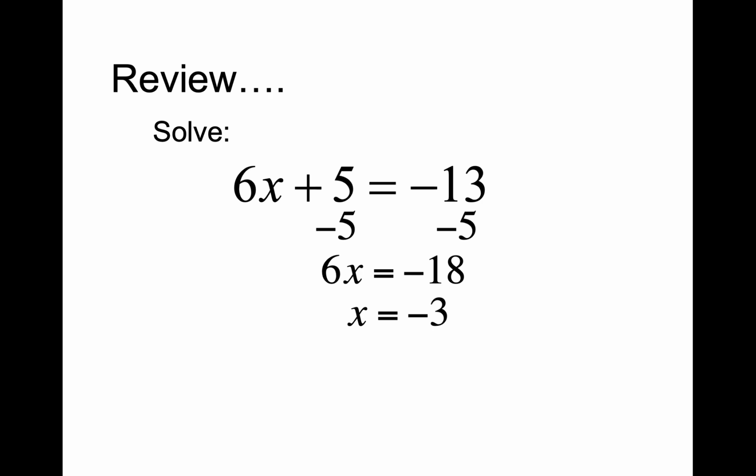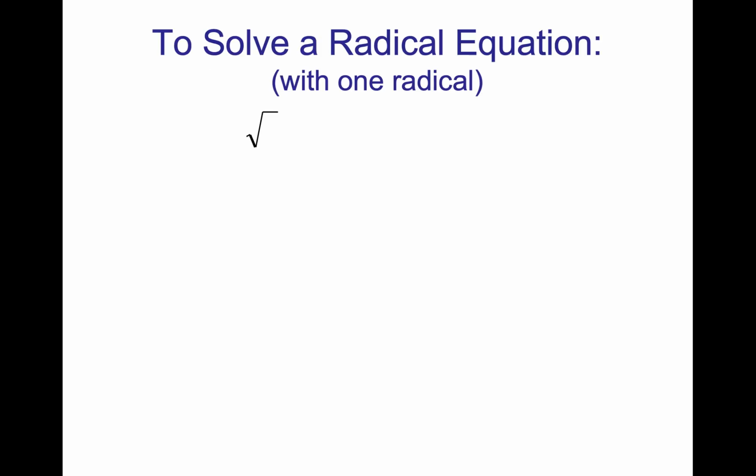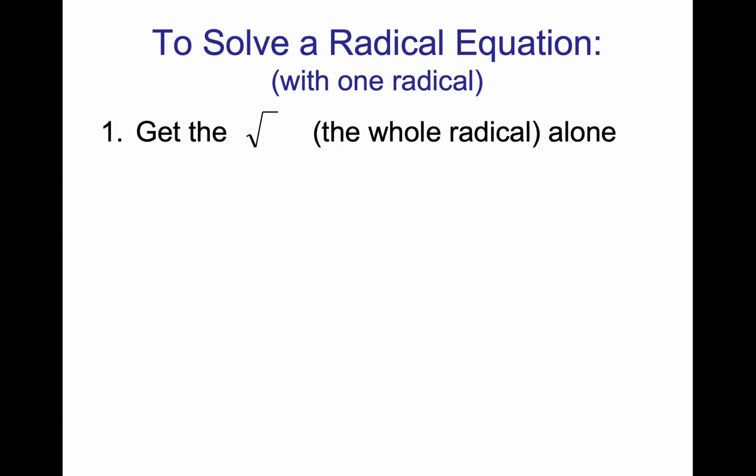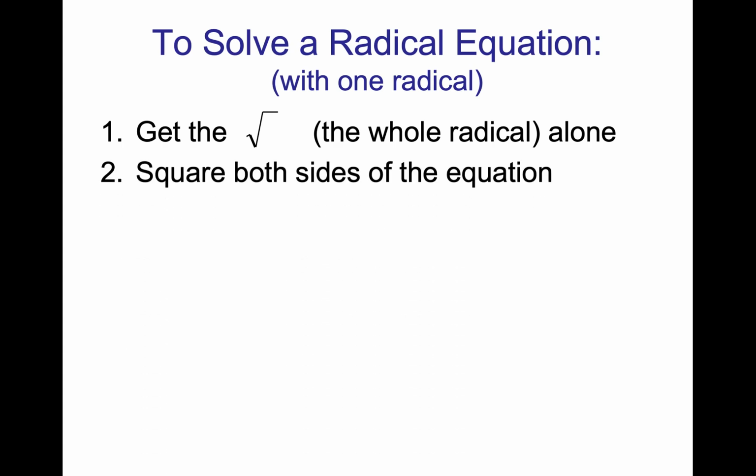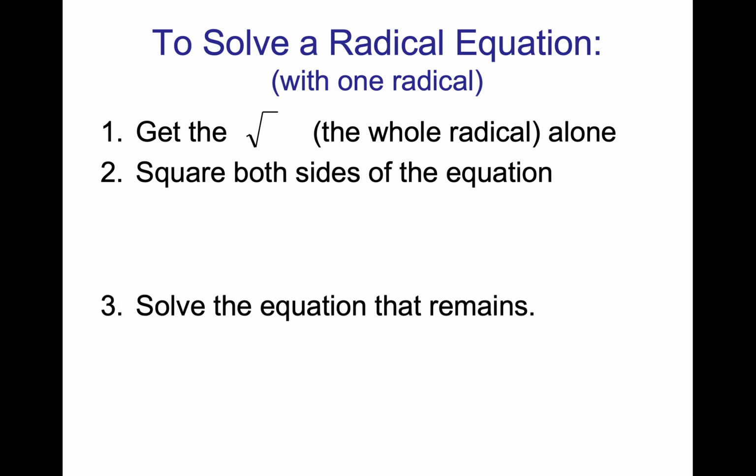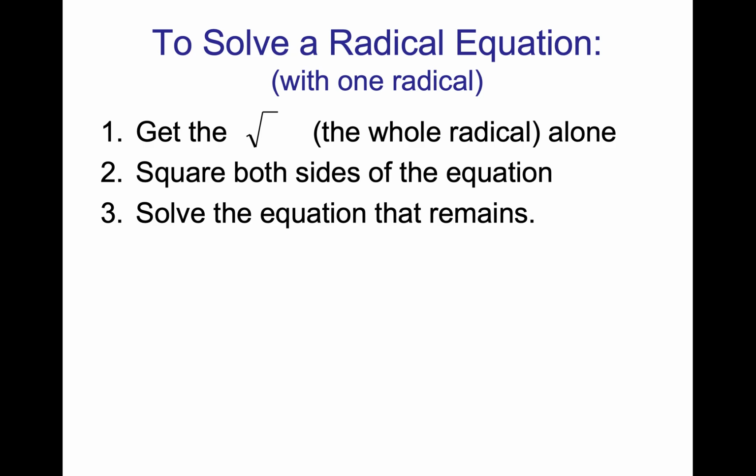Now today we're going to work on equations that have radicals in them, and how we solve those equations. Our first step is to get the whole entire radical alone. Sometimes there's a variable, sometimes there's a constant and a variable. We want to get that alone. Once it's alone, we square both sides of the equation. Then, once we square both sides, we don't have a radical anymore. We just solve the equation that remains, just like we would normally solve an equation.